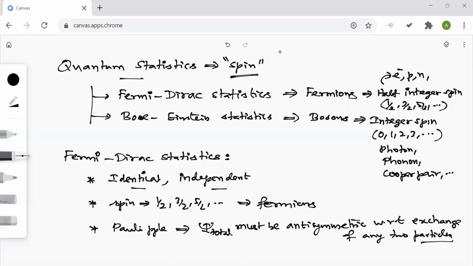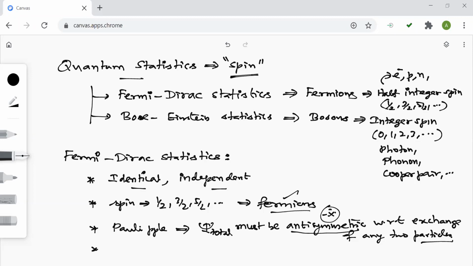Here the particles are fermions. If you have a collection of identical fermions and you exchange any two identical fermions, then the sign of the total wave function should change. If the sign changes, we call that wave function an anti-symmetric wave function. So keep all this information. For Fermi-Dirac statistics, particles must be identical and independent, and must have half integer spin; such particles are called fermions. Since the particles have spin, they must obey the Pauli principle. For fermions, the total wave function must be anti-symmetric.